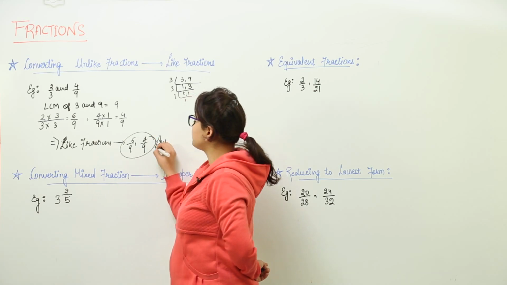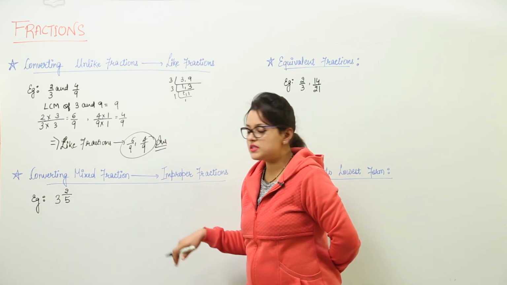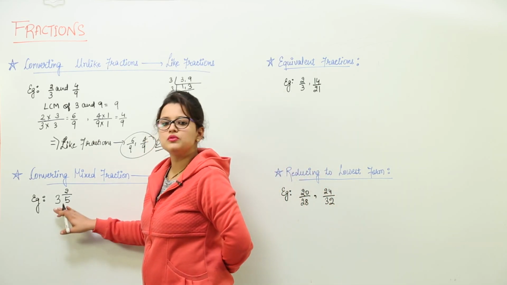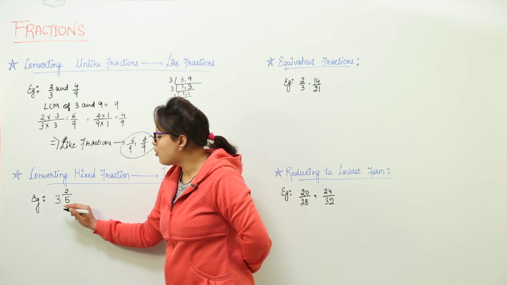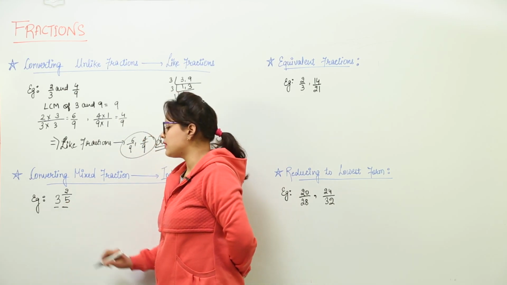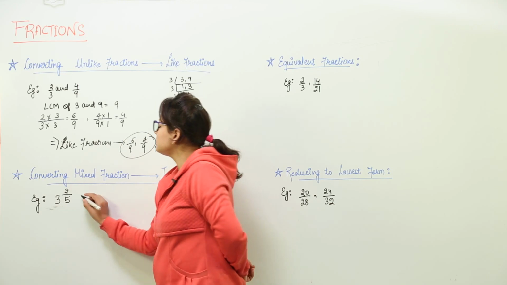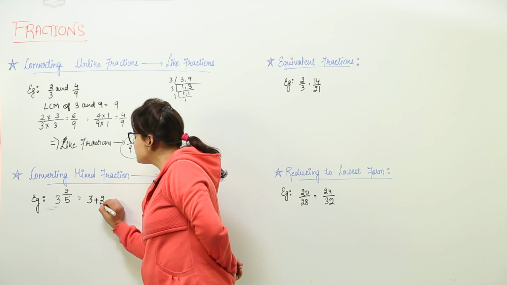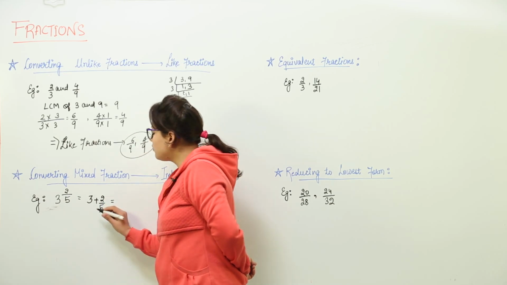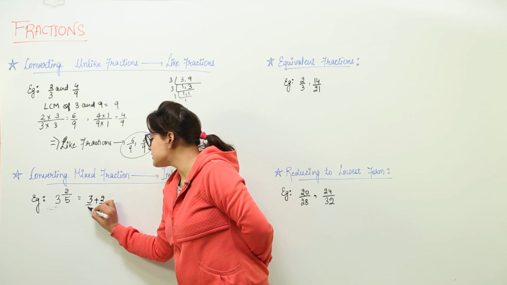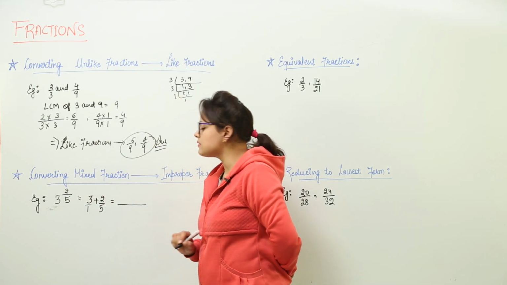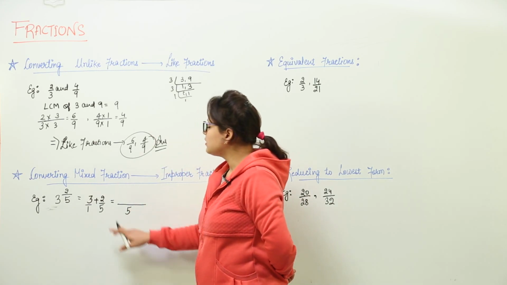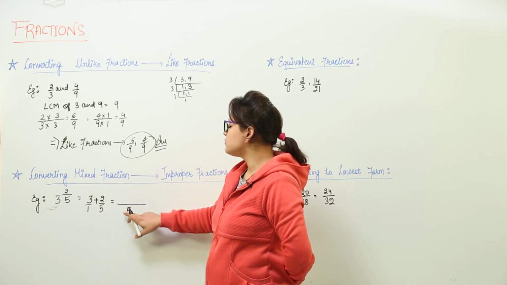This is the answer. Now moving on to the next conversion, that is from mixed fraction to the improper fraction. As I discussed with you, the mixed fractions are representing the whole part and some fraction part. So what do we do here? We write these separately, that is we write this as 3 plus 2 upon 5. Now how will you do this? You will take out the LCM, that is what is the LCM of 1 and 5? You can take that out. The LCM is 5.